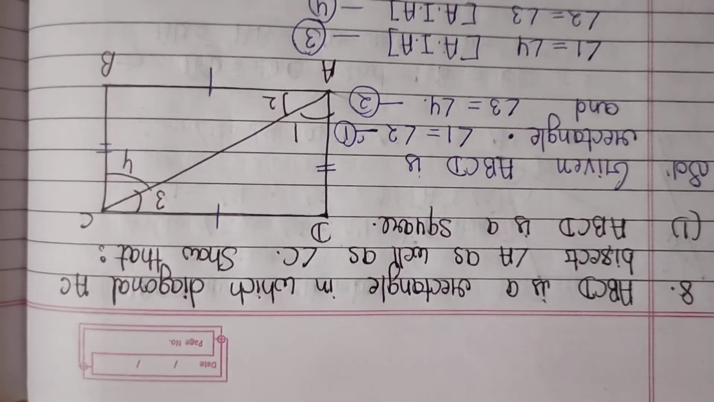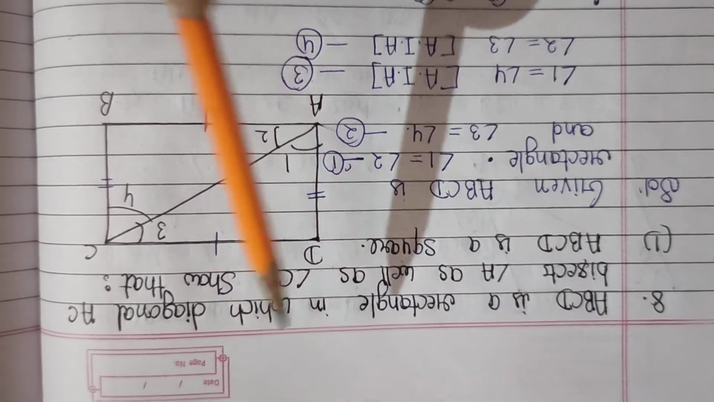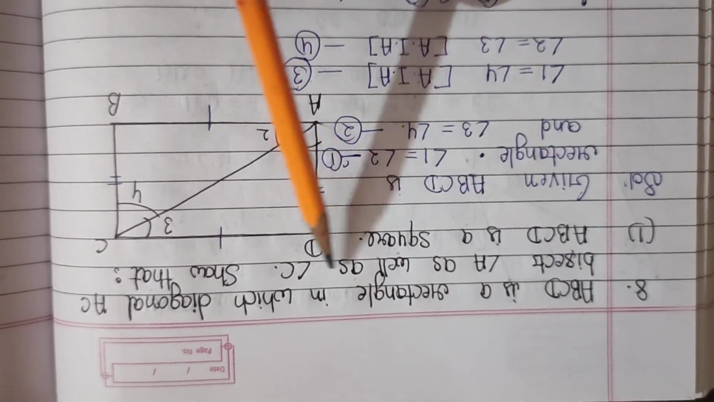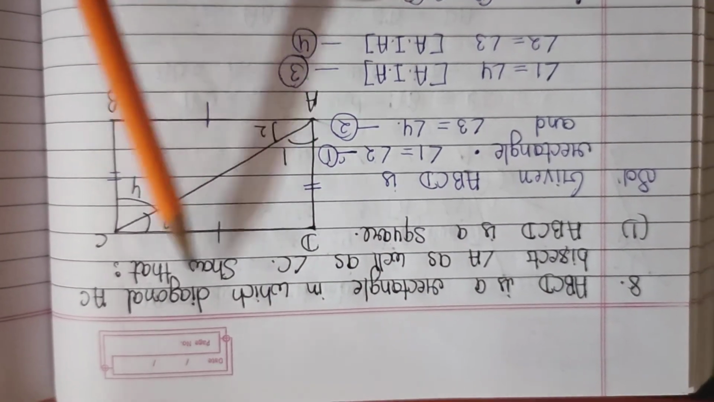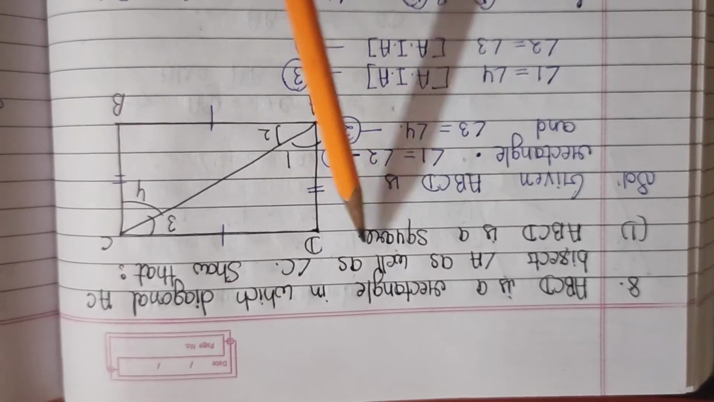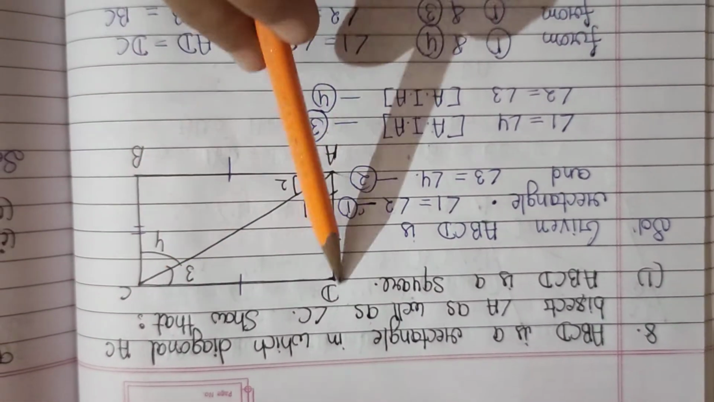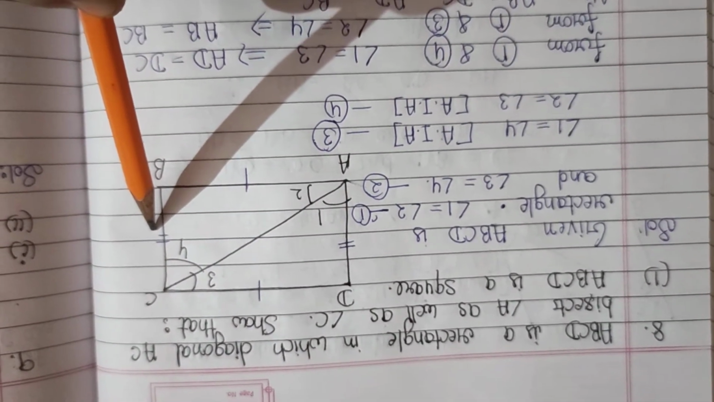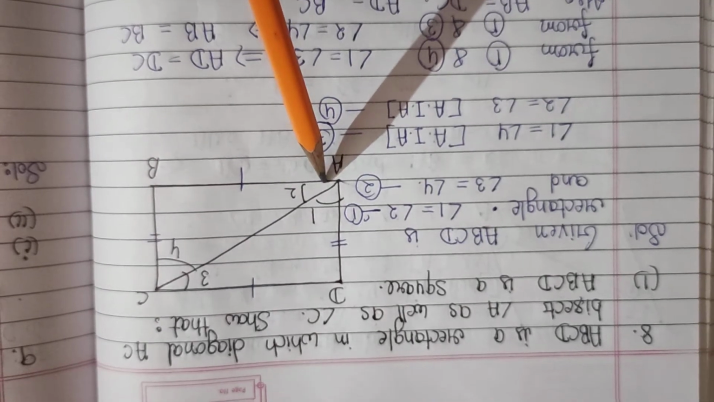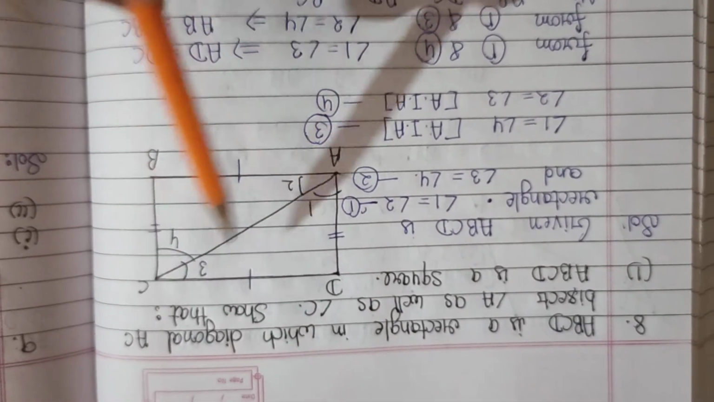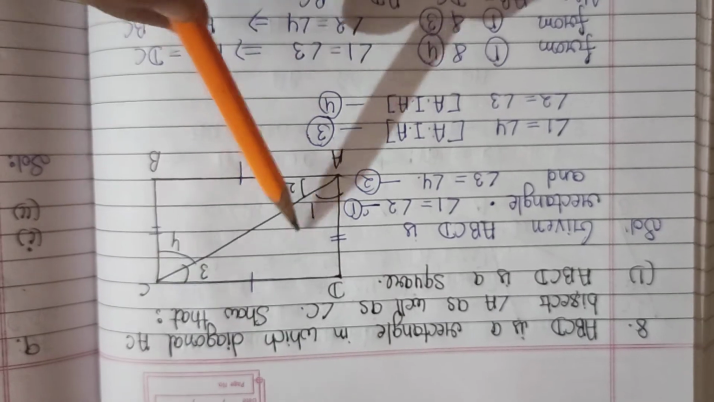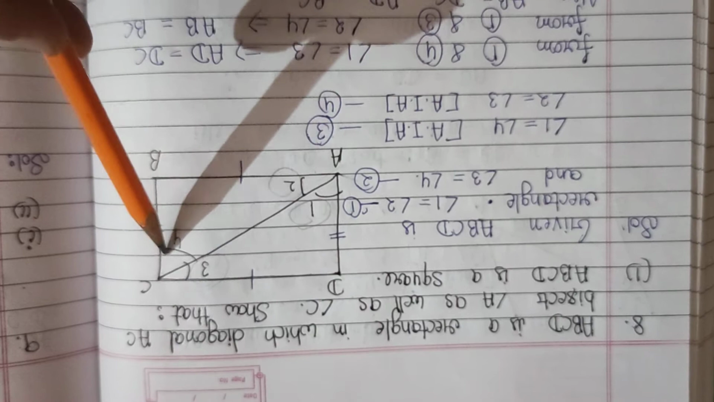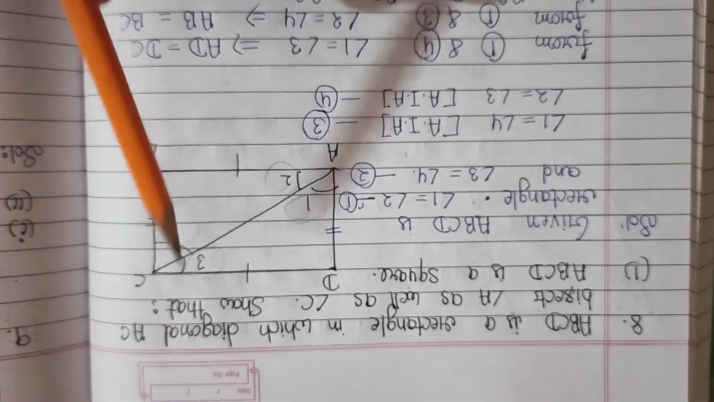Now, question number 8. ABCD is a rectangle in which the diagonal AC bisects angle A as well as angle C. It is given to us. And we have to show that ABCD is a square. Now ABCD is a rectangle, so opposite sides are equal. And according to the given, angle A and angle C both are bisected by the diagonal. It means angle 1 is equal to angle 2, it is given. Angle 3 is equal to angle 4, it is also given.